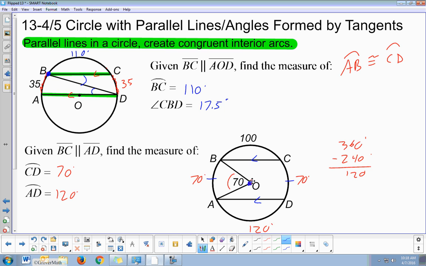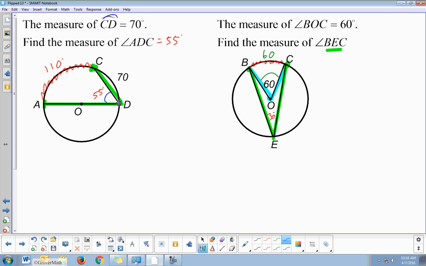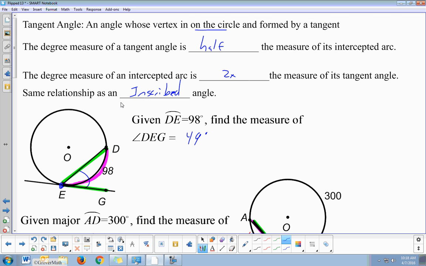And we also talked about inscribed angles where the angle was on the circle and it was half the arc. And the same thing for tangent angles. The angle's on the circle, it's half the arc. So we got central angles where it equals the arc. We have inscribed angles where it's half the arc. Tangent angles, again, half the arc, because tangent angles and inscribed angles are both on the circle.